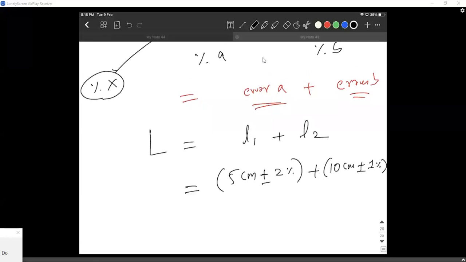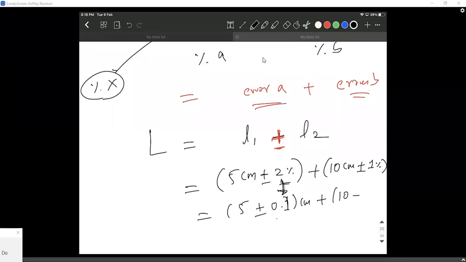Okay. First of all, you cannot add percentages here. Since the operation between is a plus, you're not talking about L1 into L2. You're not using logarithms or anything. You directly need to convert this into normal error. Like 5 plus or minus 2% is how much? I think it is 0.1. So 5 plus or minus 0.1 centimeter. I'm converting 2% into direct value, and for 10 centimeters, it is also 0.1. So 10 plus or minus 0.1. So the final reading will simply be 15 plus or minus 0.2 centimeters.